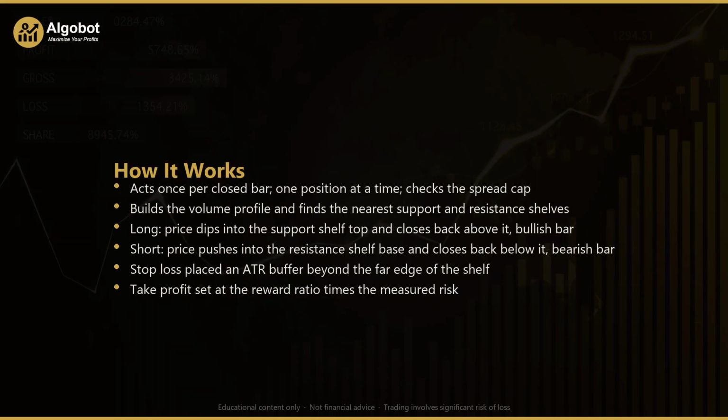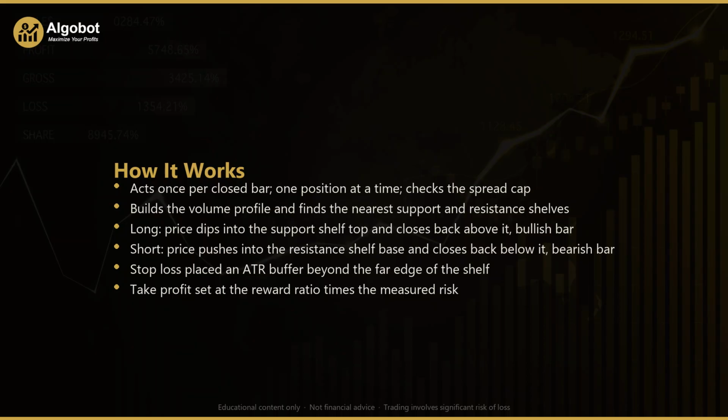Let's walk through the decision process exactly as the code runs it. First, the expert advisor acts only once per bar on a freshly closed candle, so it isn't reacting to every tick. Before it considers anything, it checks three housekeeping rules. There must be enough history to build the profile and warm up the average true range. There must be no position already open under its magic number, and the current spread must sit below the spread cap. If any of those fail, it simply waits.